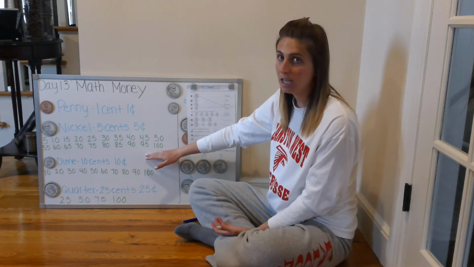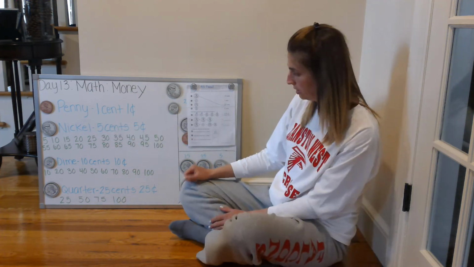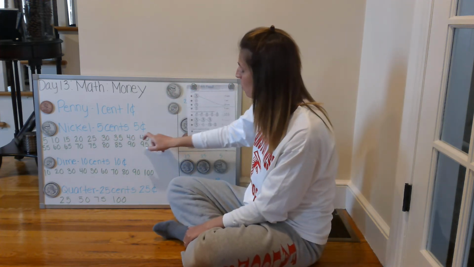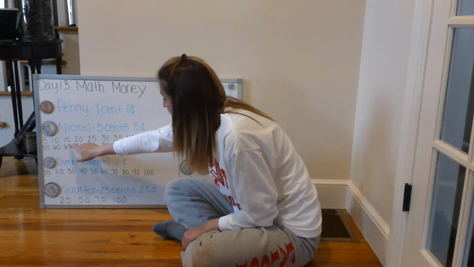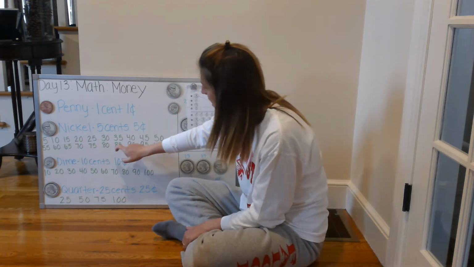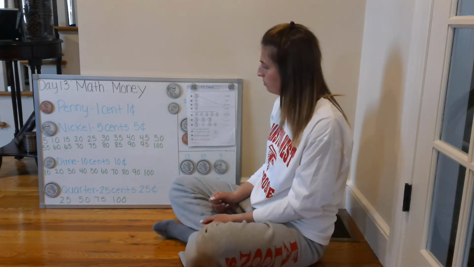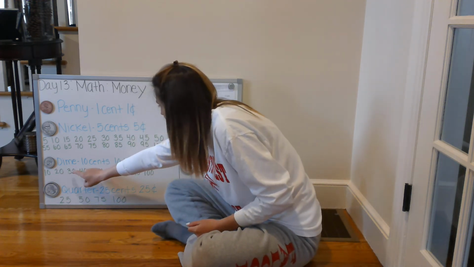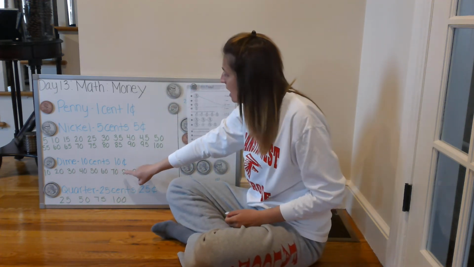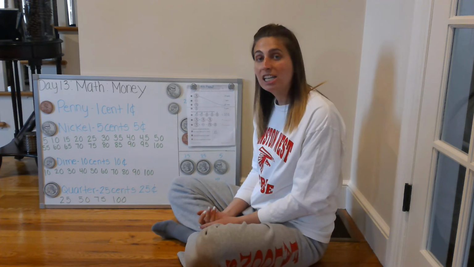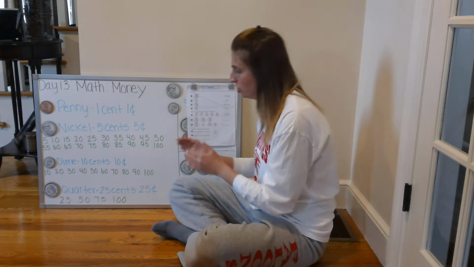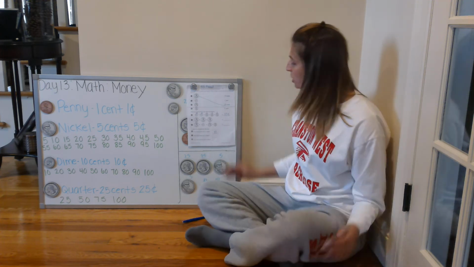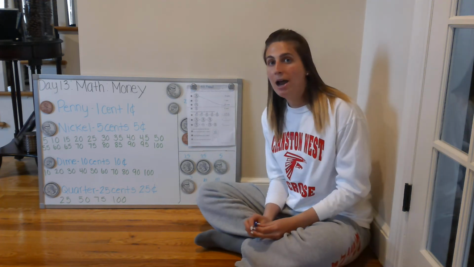Now we're going to practice counting by 5s from 5 all the way to 100. 5, 10, 15, 20, 25, 30, 35, 40, 45, 50, 55, 60, 65, 70, 75, 80, 85, 90, 95, 100. Now we're going to practice counting by 10s to 100. Here we go. 10, 20, 30, 40, 50, 60, 70, 80, 90, 100. And last but not least, counting by 25s to 100. 25, 50, 75, 100.